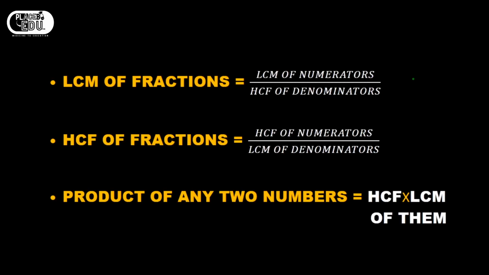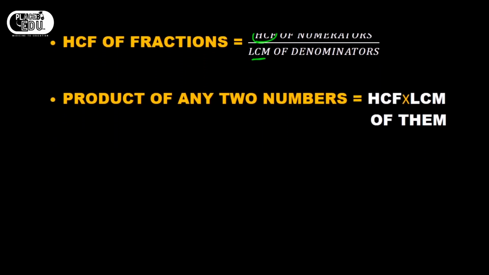In order to know the relation between LCM and HCF, you need to observe these formulas. LCM of fractions, HCF of fractions, and product of any two numbers. LCM of fractions is nothing but LCM of numerators and HCF of denominators, right? HCF of fractions is HCF of numerators and LCM of denominators, and product of any two numbers is equal to HCF and LCM of them. Here we have new terms like numerators and denominators. Let me explain what those are, and then we are going to solve the problems.